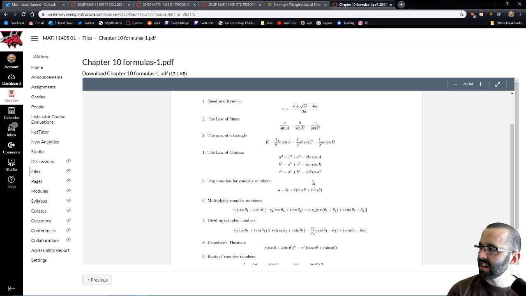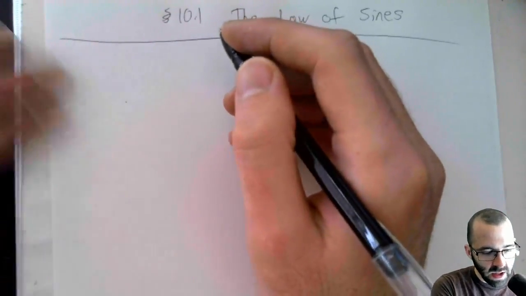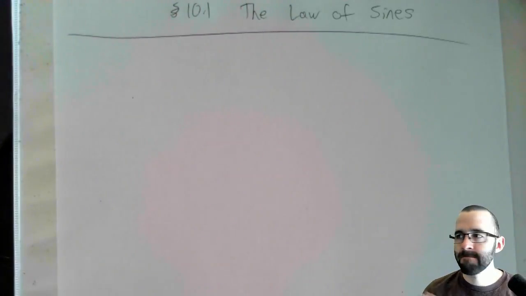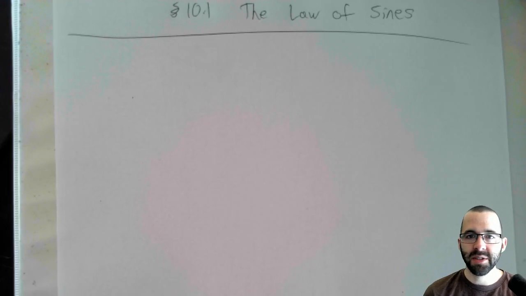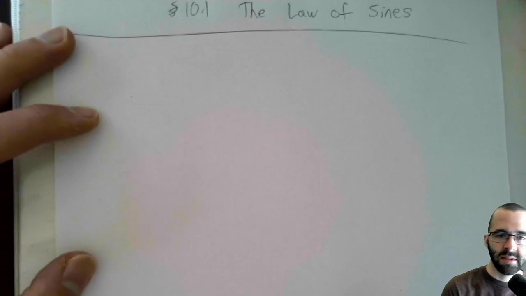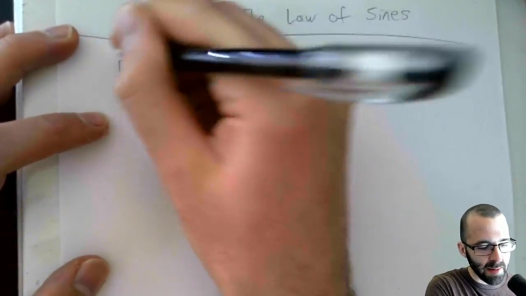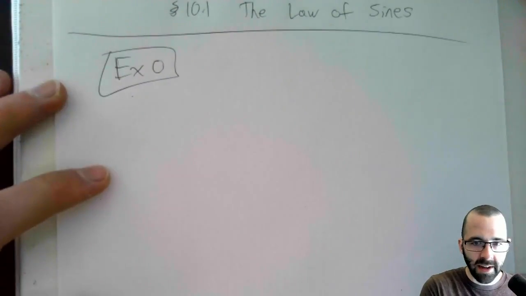All right, the most difficult is behind us. Okay, so you can find that there and print it out for yourself, or just use it through Canvas. So that's basically what's going on. So let's get into 10.1, law of sines. All right, so we're going to start with like a little example 0. This is a tricky example right here.